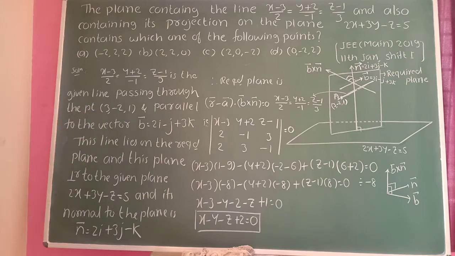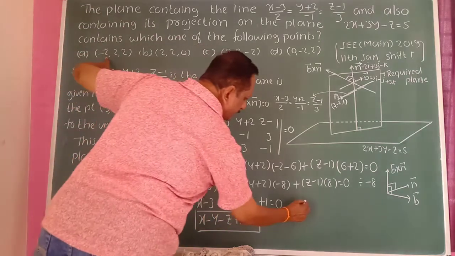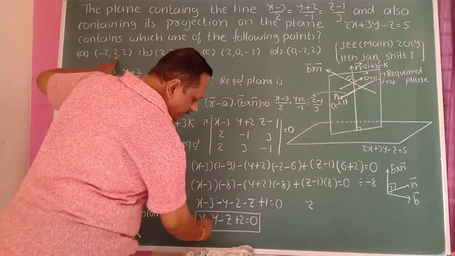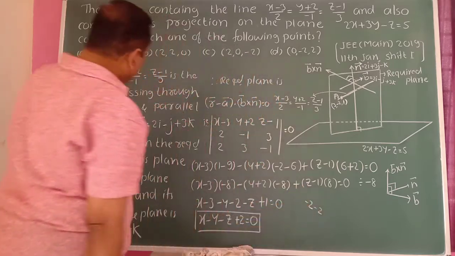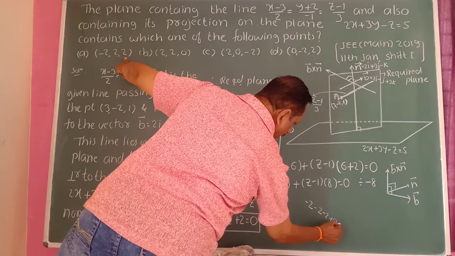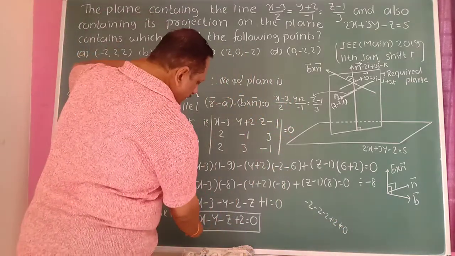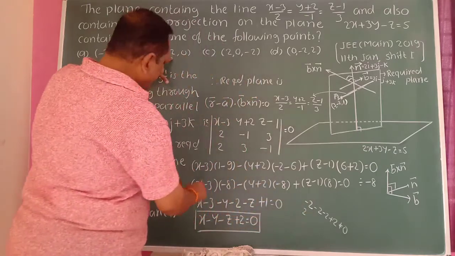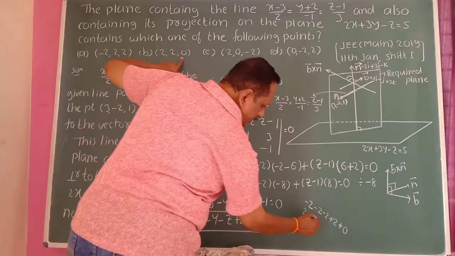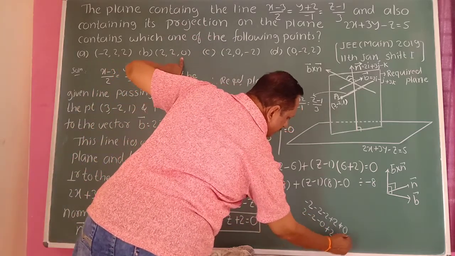Now we substitute the points here. For the first option, the substitution gives −2 + 2 which cannot be 0. Take the next point: x value 2, y value −2, and z is 0. It becomes 0 + 2, which cannot be 0 here.